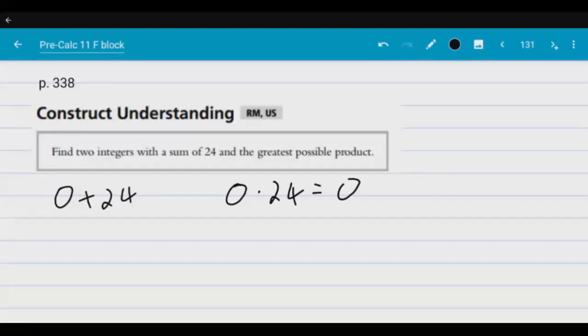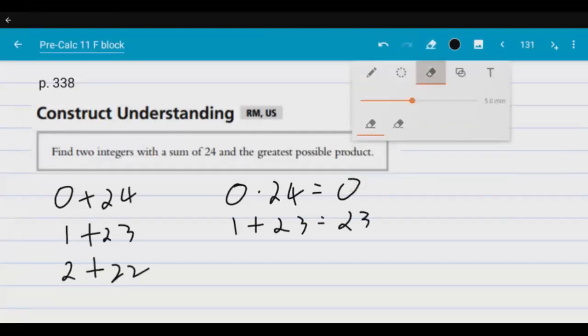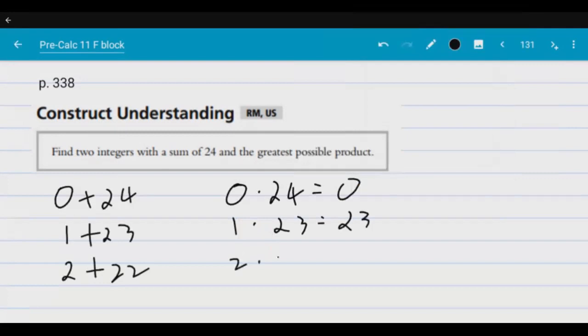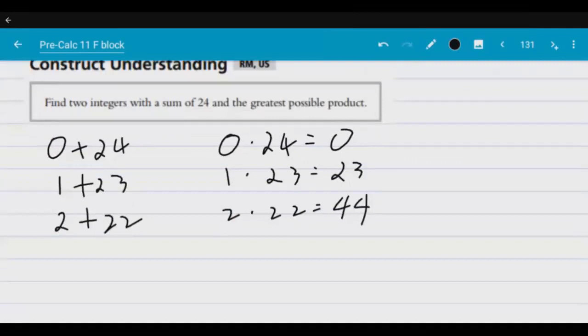Okay. So that would be 1 plus 23, that's 24. Okay, that's good. But 1 times 23 is 23. All right. And then 2 plus 22. So 2 times 22 is equal to 44. Hold on one second. Are we really going to be doing each one of these numbers? That's going to be very tedious. There should be an easier way.